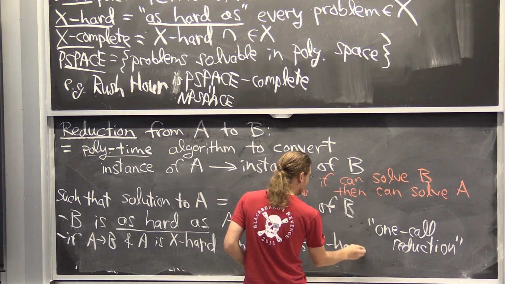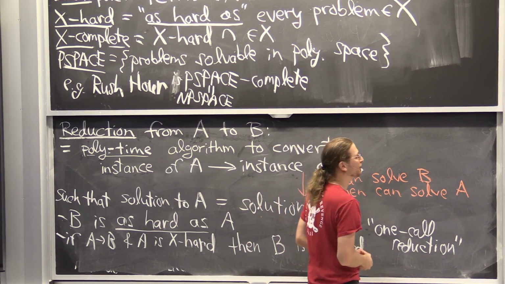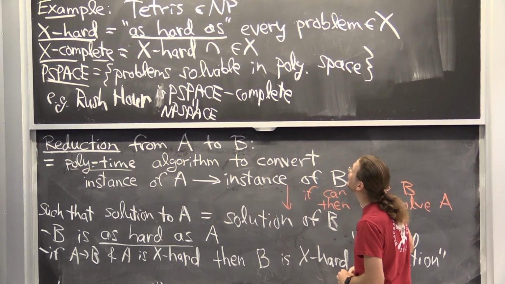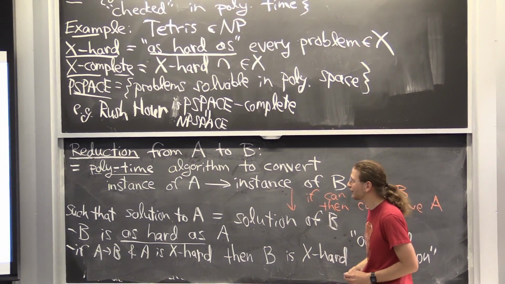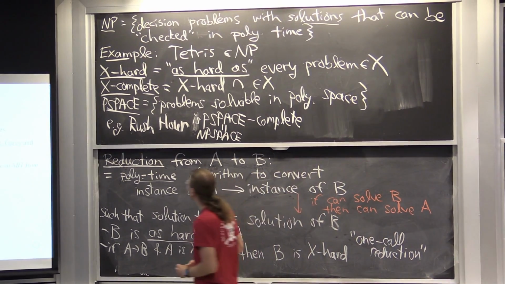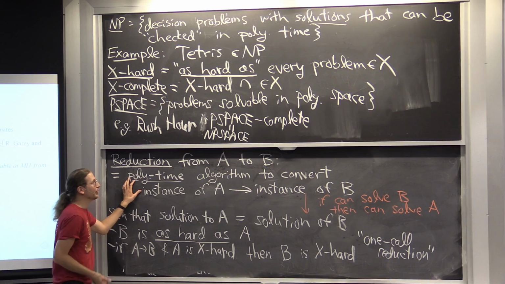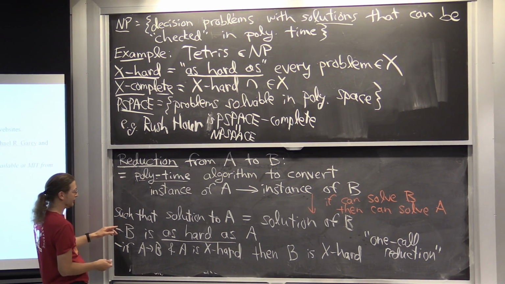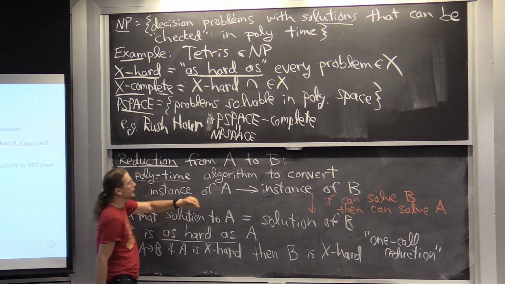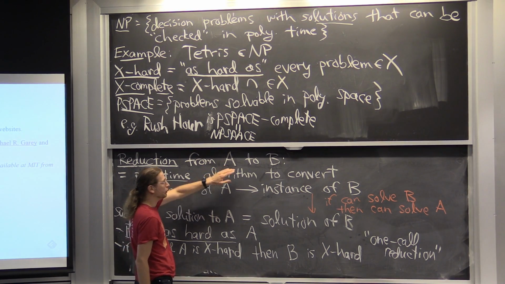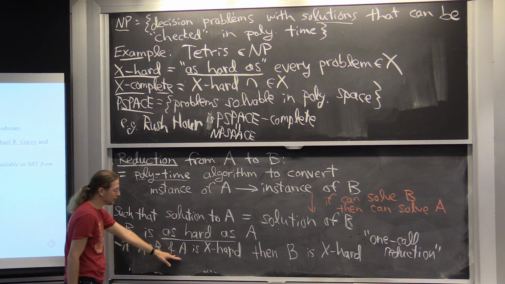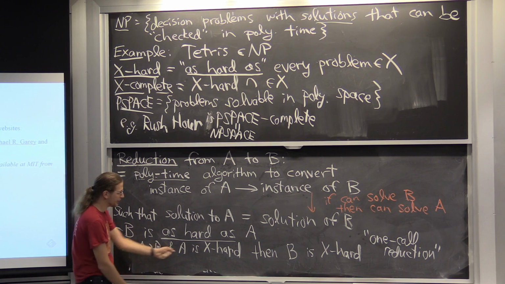Okay, that's actually kind of a trivial theorem if you read all the definitions. What did X-hard mean? It meant as hard as every problem in X. And "as hard as" meant there was a reduction. So that means, get this right, there's a reduction from every problem in X to your problem. So if A is NP-hard, there's a reduction from every problem to A.